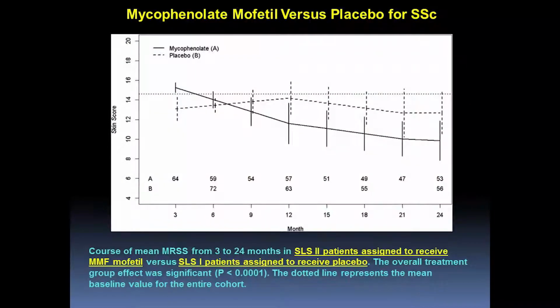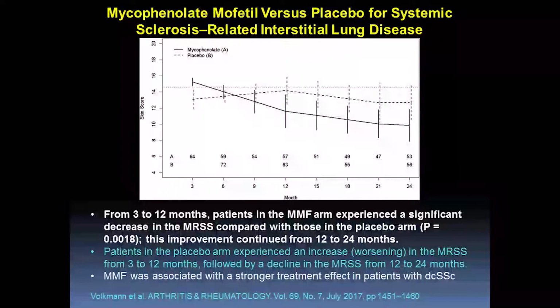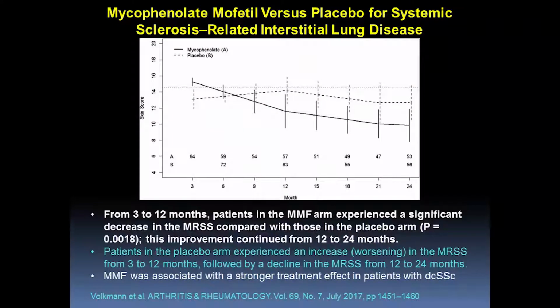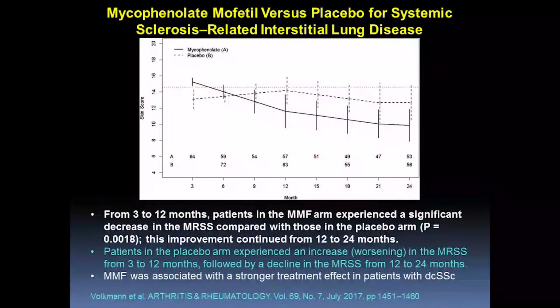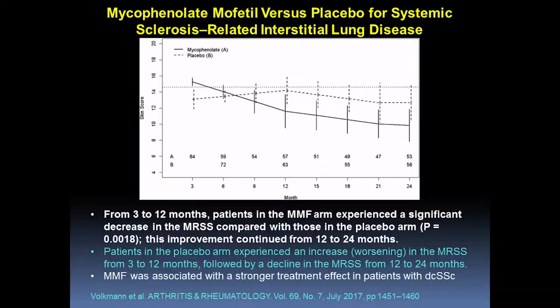So this is what we just talked about. The SLS2 patients assigned to receive MMF are this arm here, and the other one is the placebo arm of the scleroderma lung study 1. So this was a way to assess the effect of this intervention with a control group. What was found was, from 3 to 12 months, patients in the MMF arm experienced a significant decrease in the MRSS compared with those in the placebo arm. And this was statistically significant.